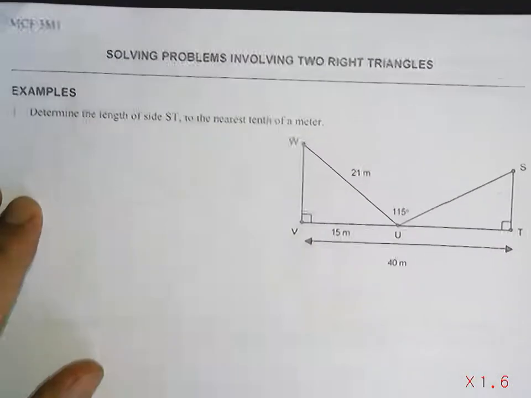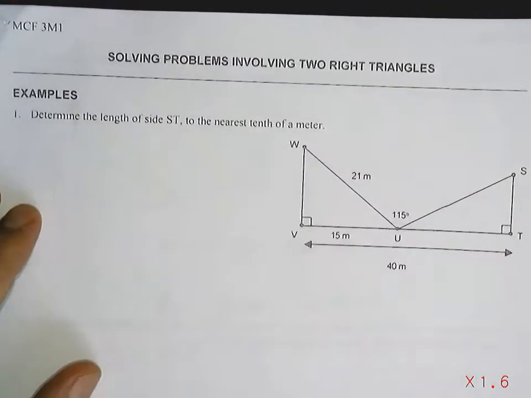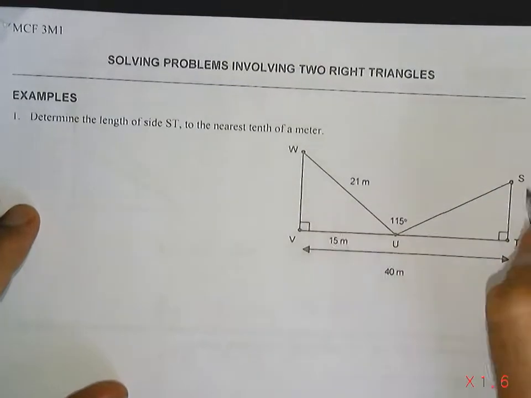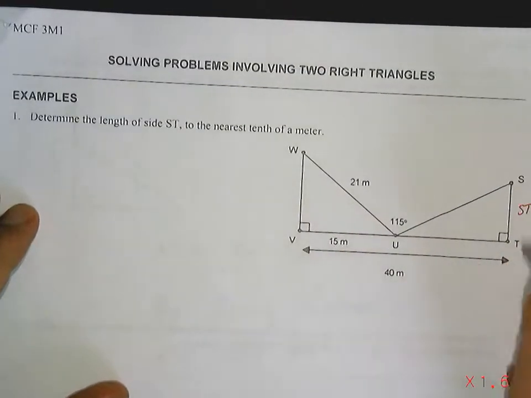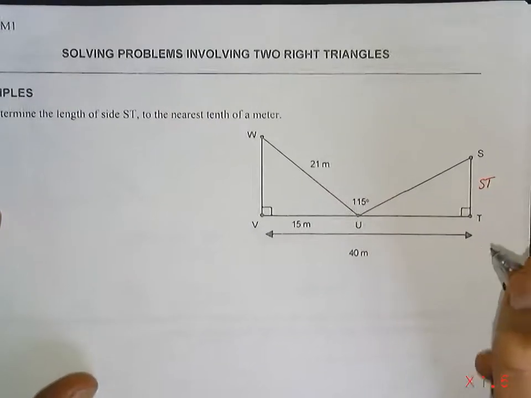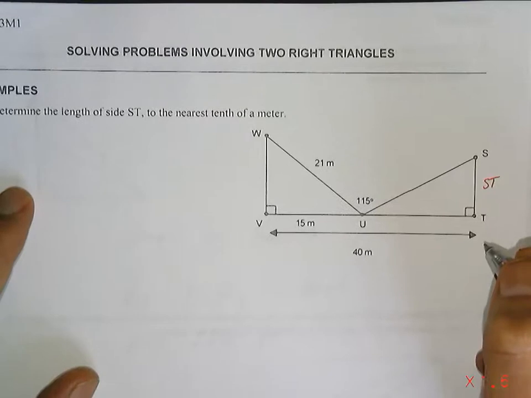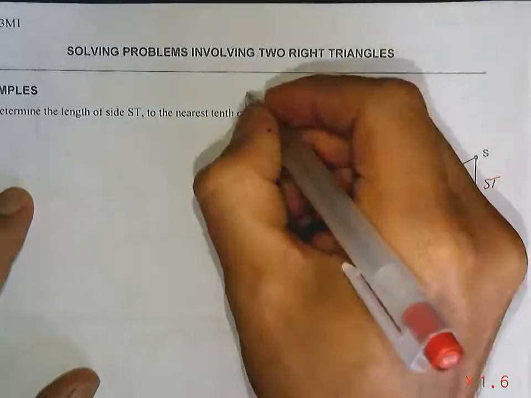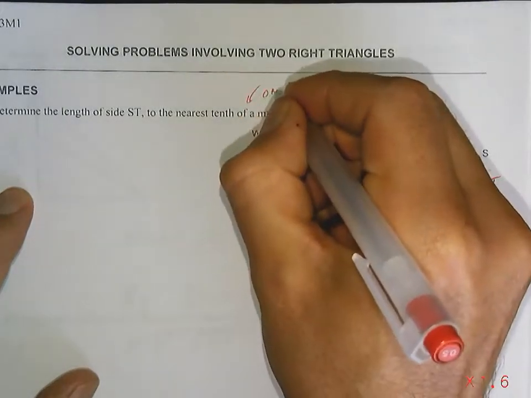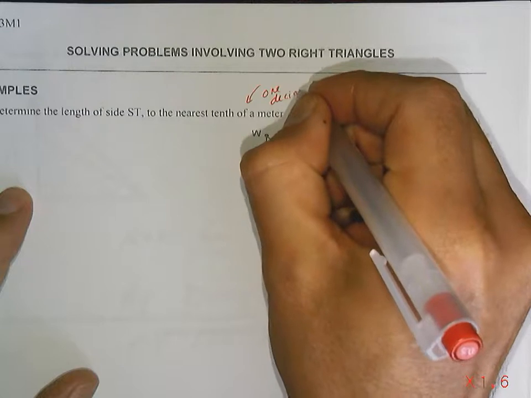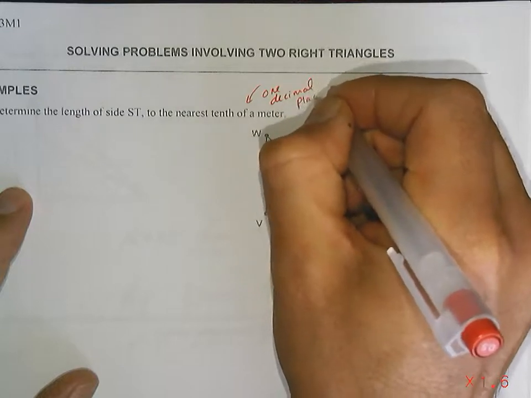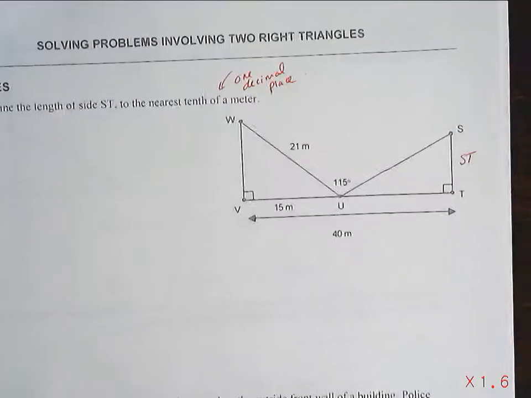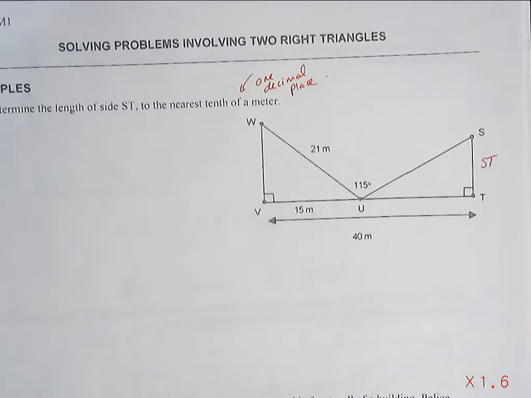All right. Determine the length of ST. Where's ST? There it is. Here's ST. This is the length ST. They want to determine the length ST to the nearest tenth of a meter. What's a tenth of a meter? One decimal. So they want ST to the length of one decimal place.